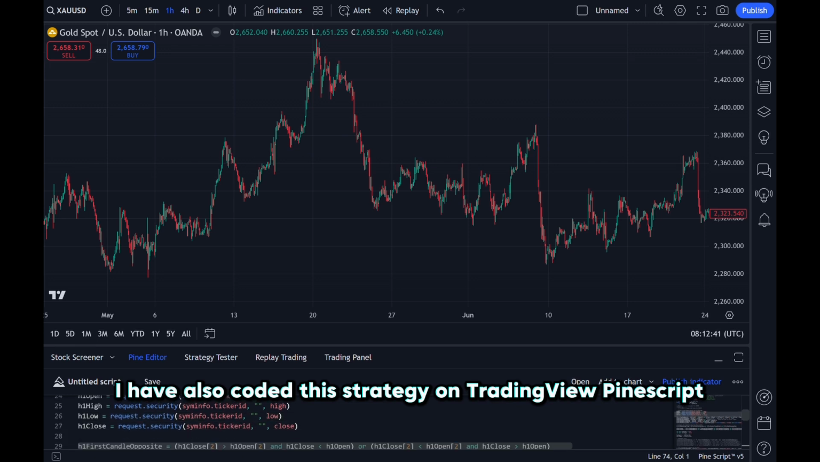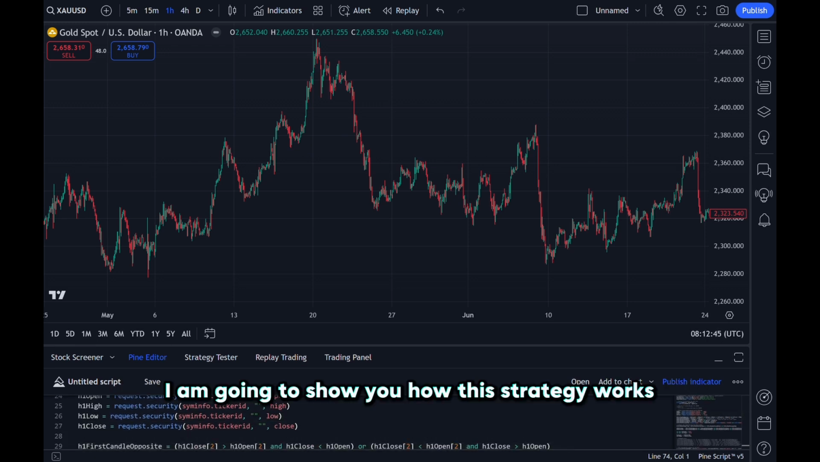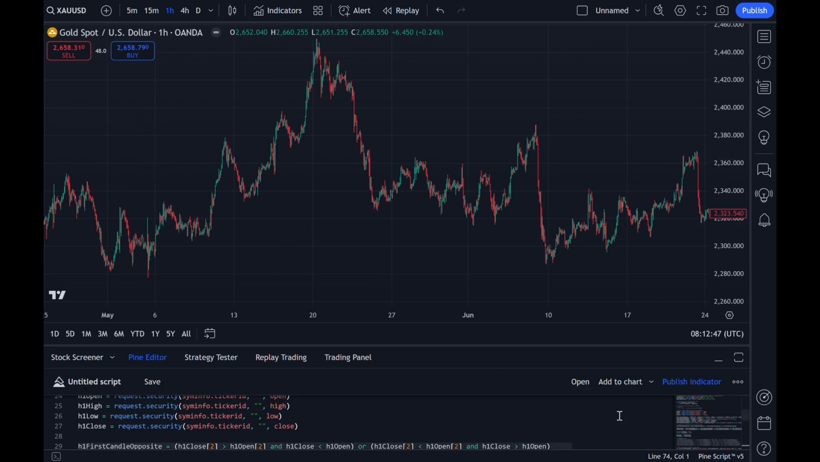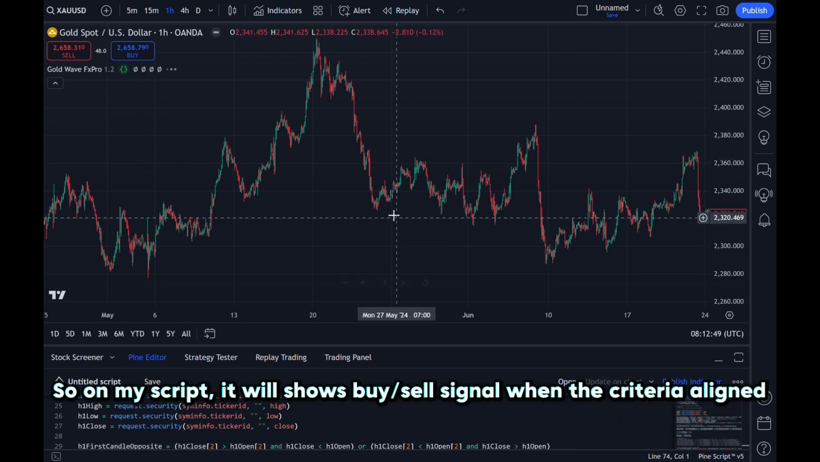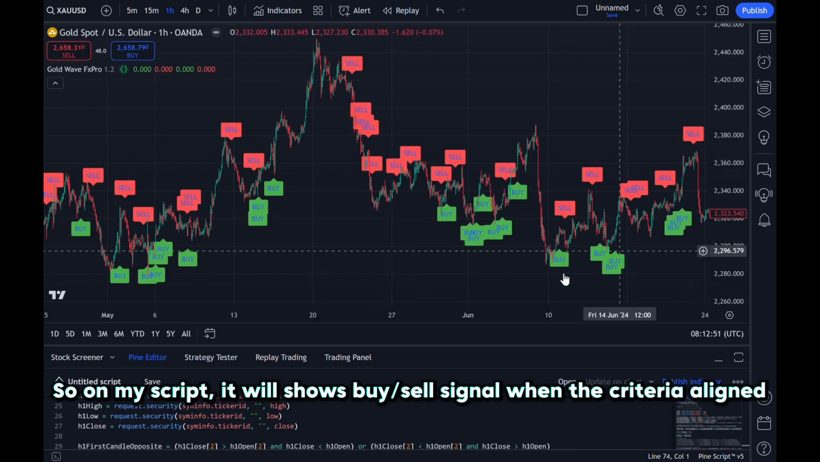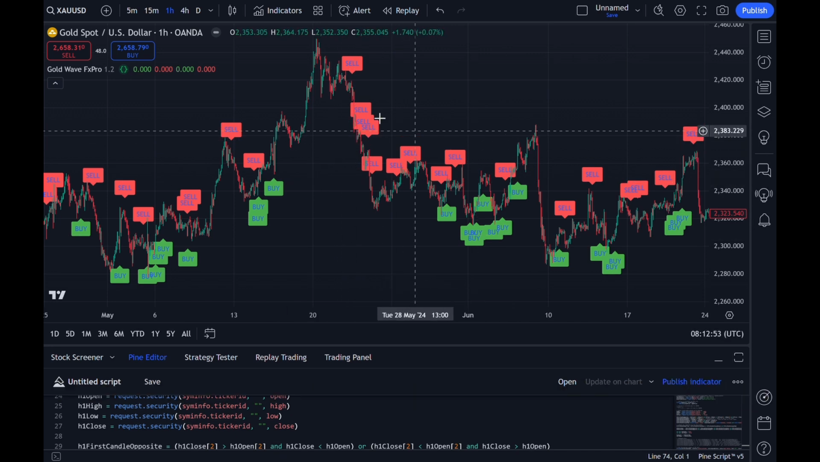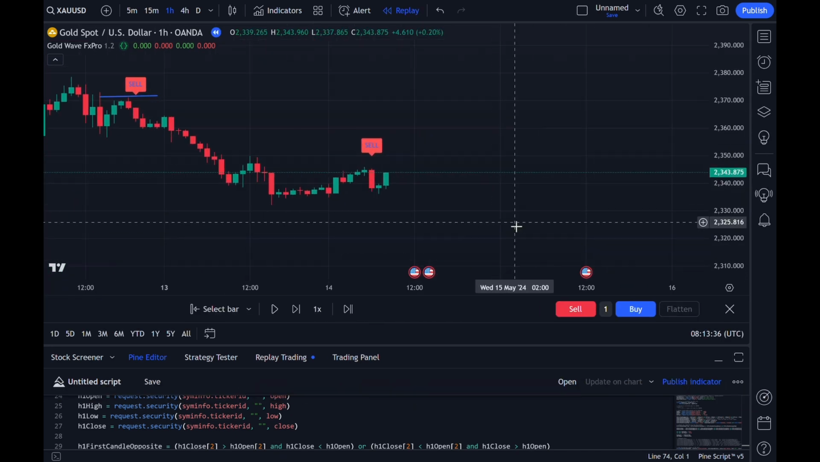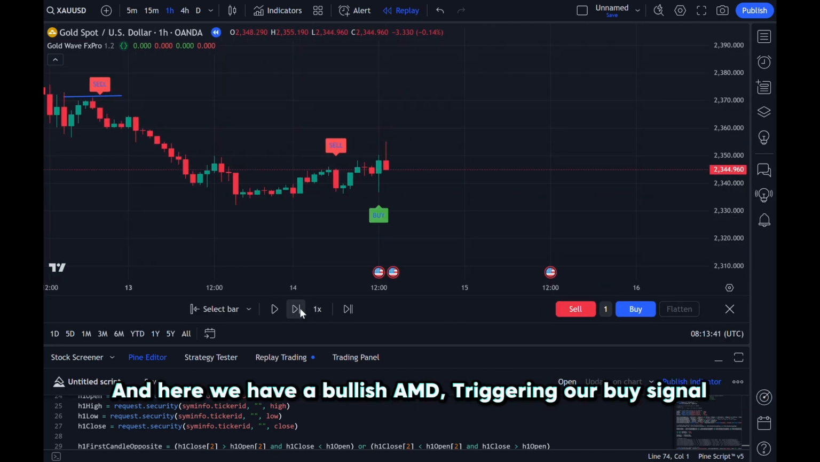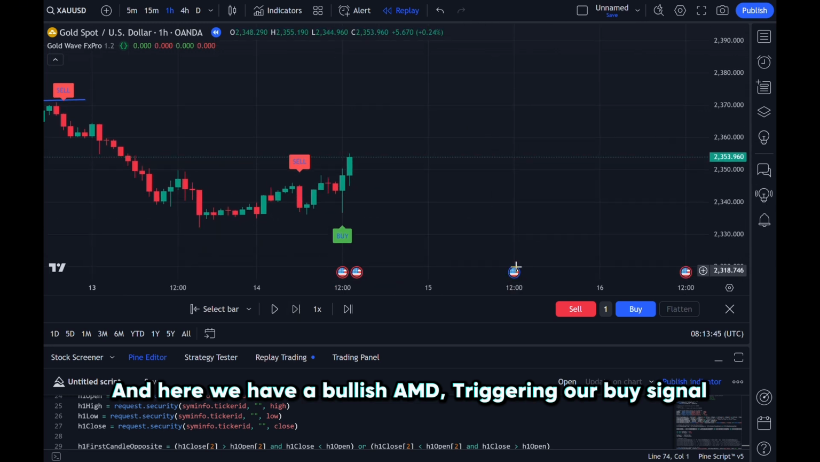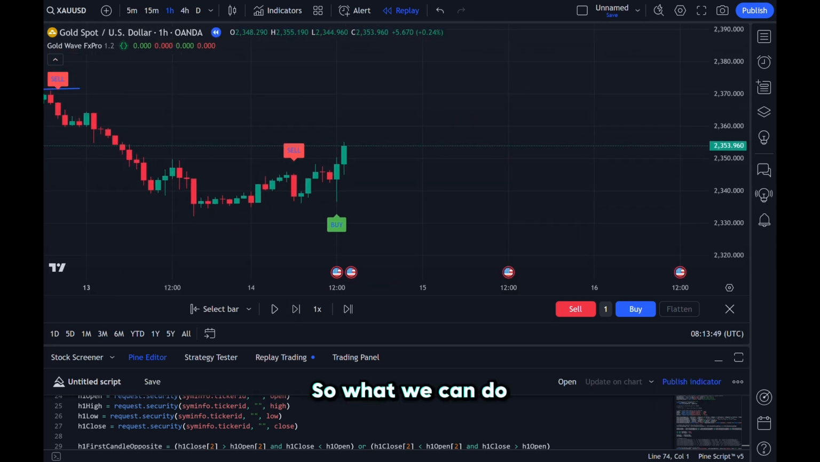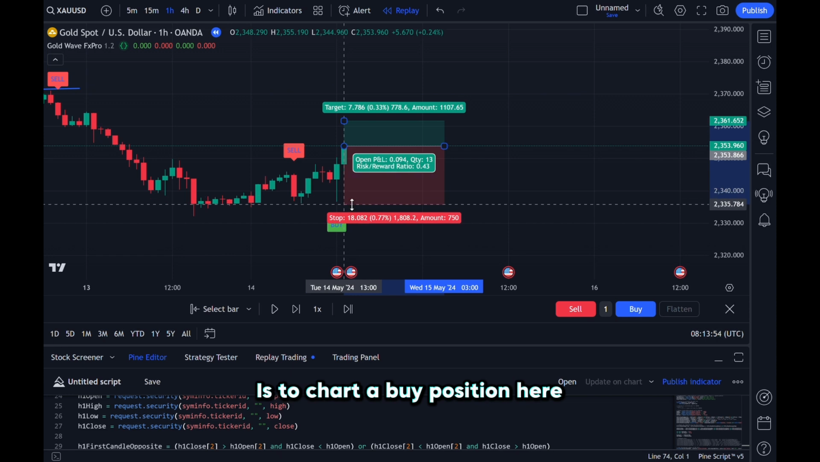I have also coded this strategy on TradingView PineScript. I am going to show you how this strategy works. So on my script, it will show buy-sell signal when the criteria aligned. Let's take a look at this example. And here we have a bullish AMD triggering our buy signal. So what we can do is to chart a buy position here.